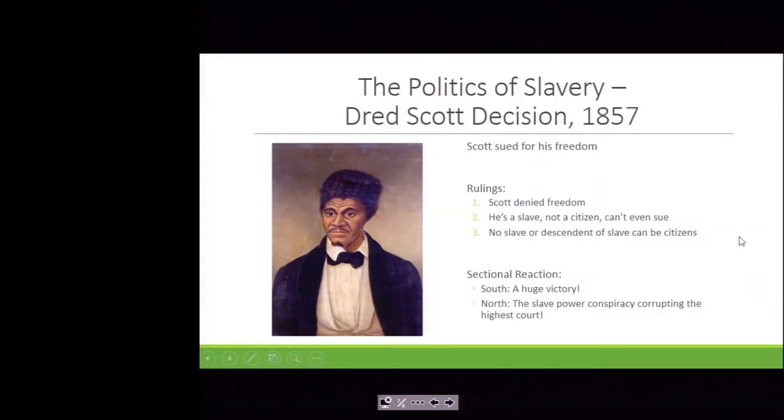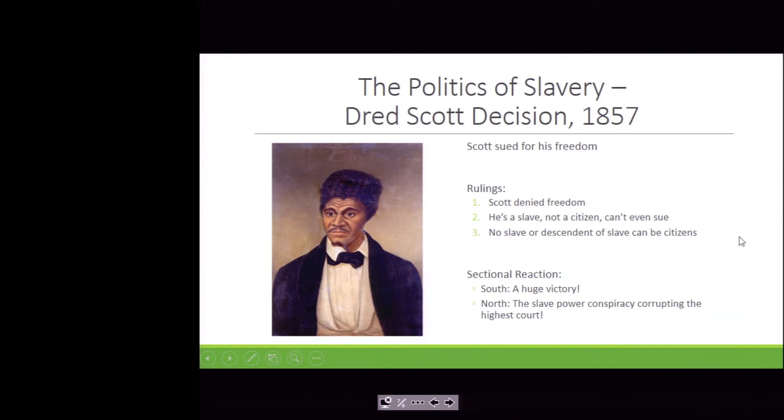1856. The next year, a new crisis. The Dred Scott decision. So we probably read about this a little bit, but just to sum up, Dred Scott, this man pictured here, he's a slave in Missouri, but his master took him to Illinois and Minnesota, where they lived for several years. And Illinois and Minnesota are free states. And so Dred Scott argues that since he moved to a free state, that made him free. He sues for his freedom.